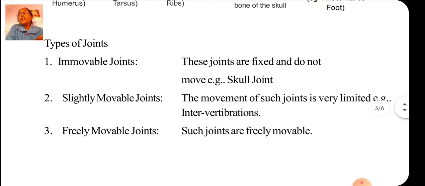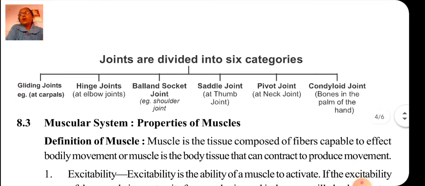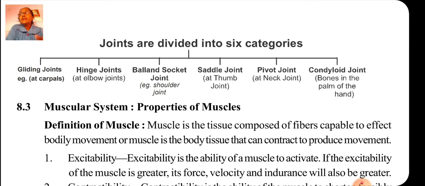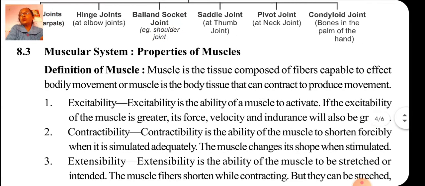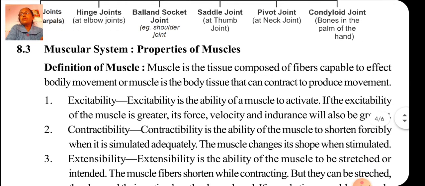Now, let's see types of joints. Immovable joint, slightly movable joint and freely movable joints. Now, joints are divided into 6 categories, like gliding joints, hinge joints, ball and socket, saddle joint, pivot joint and condyloid joint.